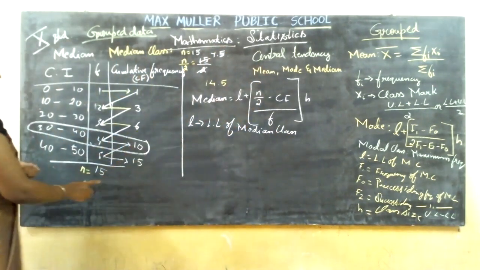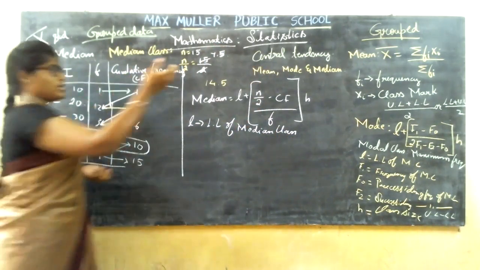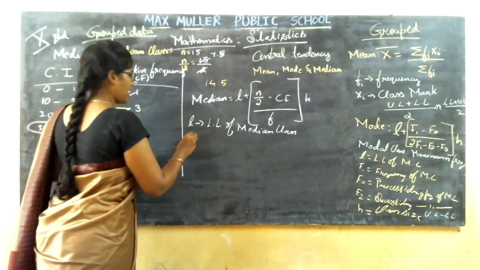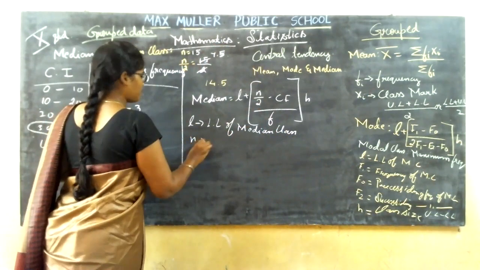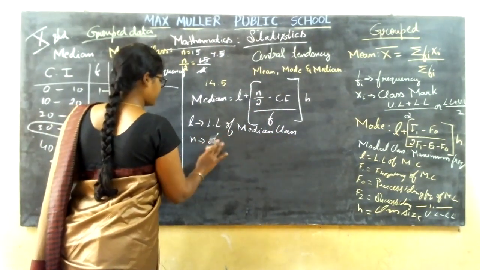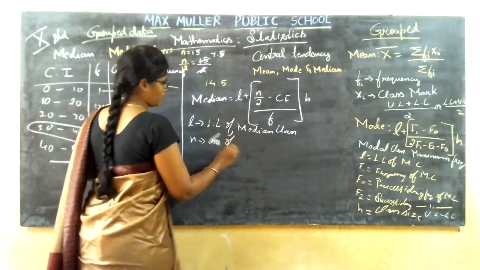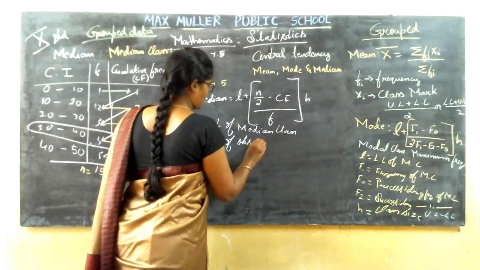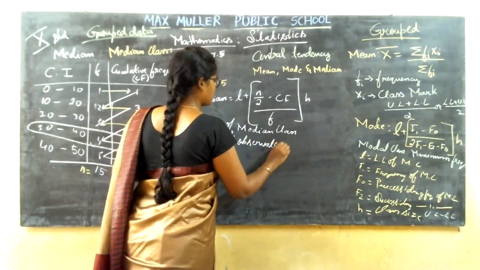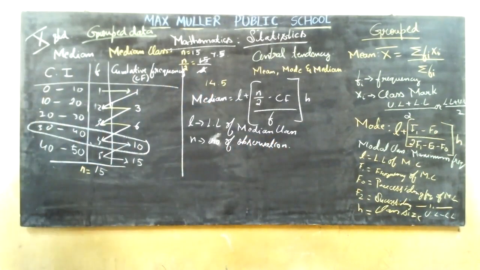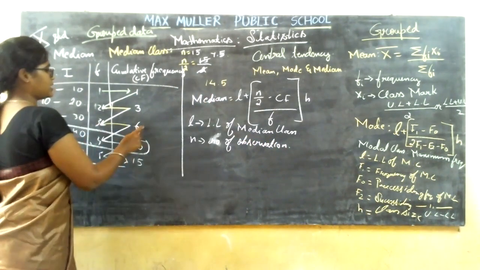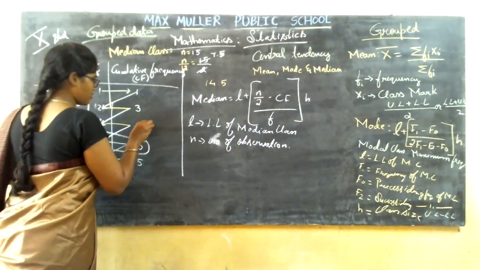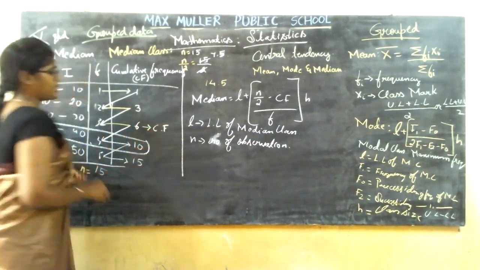Because the n value is 15, and 15 divided by 2 gives the same number. So let me take n as the number of observations. Now, what is the next term? That is the cumulative frequency. What is it? The cumulative frequency of the class preceding the median class. Which is the cumulative frequency? 6 is the cumulative frequency.